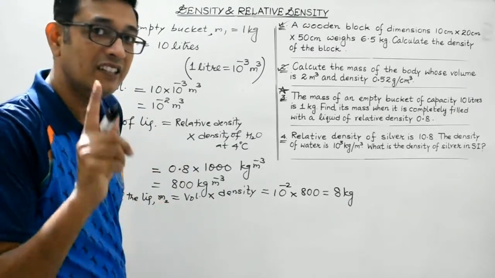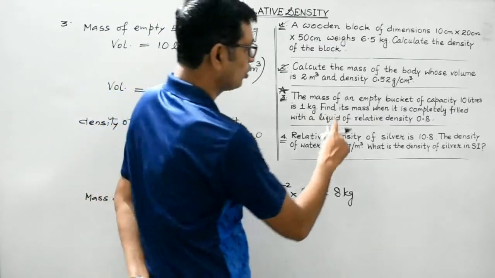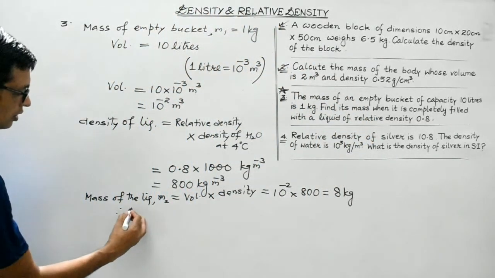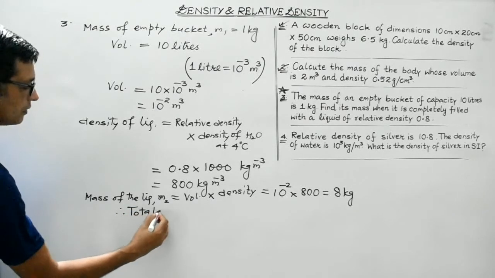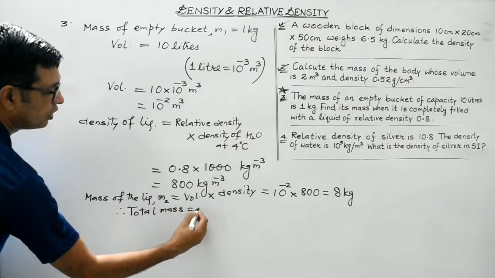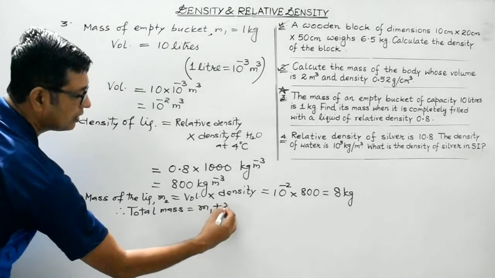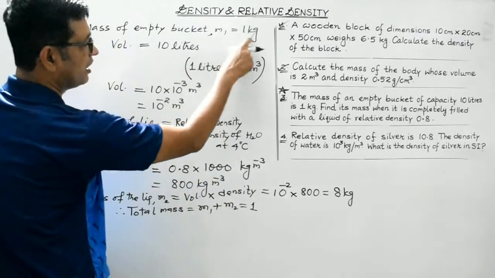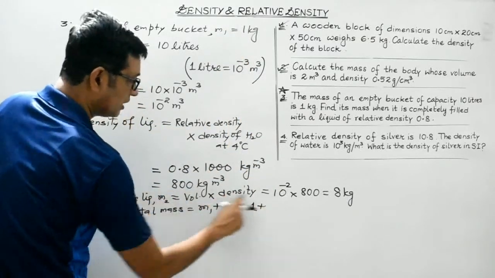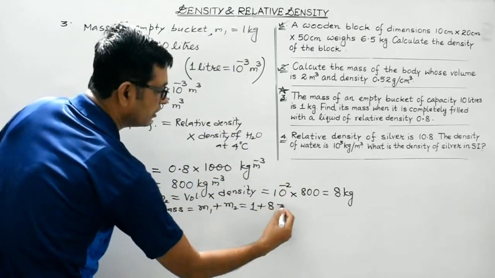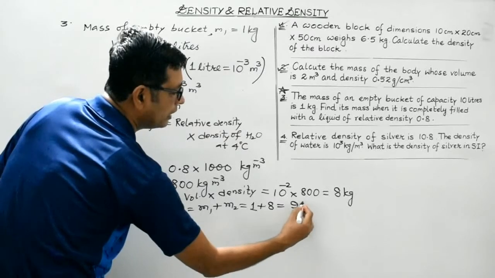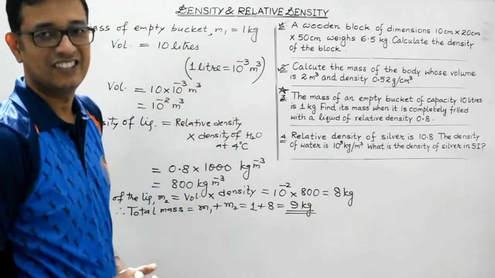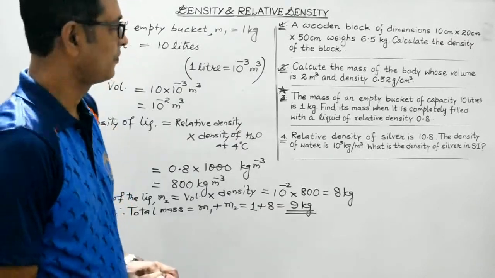Mass of the bucket is 1 kg. And we are supposed to find out the net mass. So, therefore, total mass will be equal to the mass of the bucket plus mass of the liquid stored in it. So, mass of the bucket is 1 kg, it's already given, and mass of the liquid is obtained to be 8 kg. So, total mass would be 9 kg. So, students, this will be the answer, right?